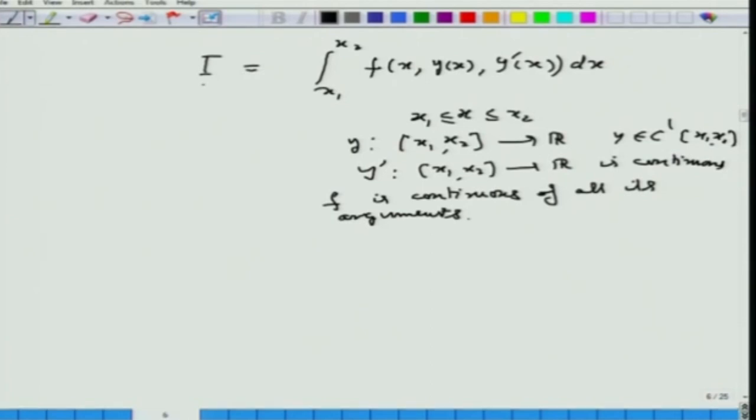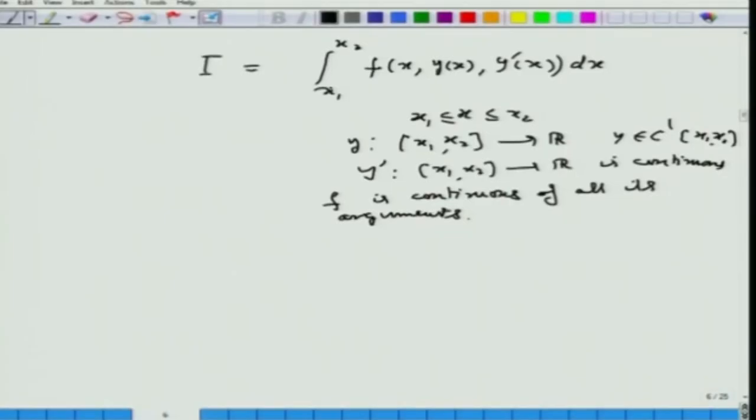So, the problem of calculus of variations is then to find a function y such that its derivative is also continuous and this value is minimum or maximum. We call such a value the optimal value, and y we call the optimal curve, or extremal. So y is called extremal and this integral I will be optimal. These are the terms we use: the extremal is the function for which I attains its extremal value. Such functions y are from the admissible class, which here is the C1 class of functions from x1 to x2 into R.